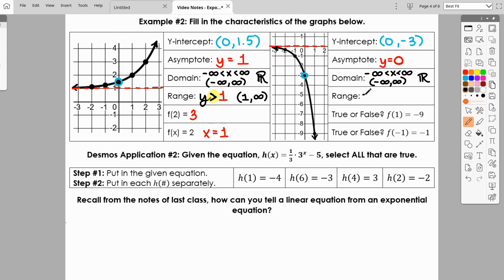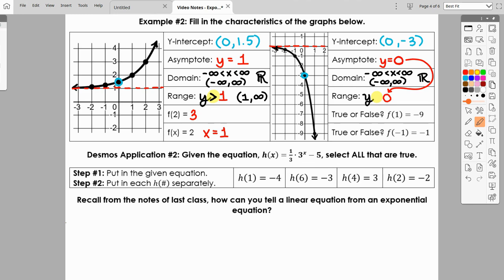For range, let's set it up. Remember, I said it was y. It was taking your horizontal asymptote number, and now you just got to decide, is it a less than sign or a greater than sign? Well, look here this time.